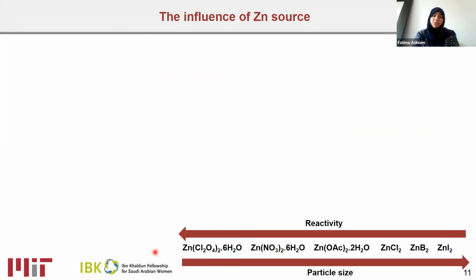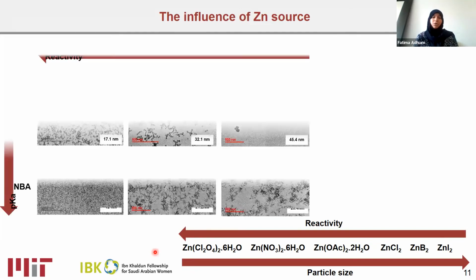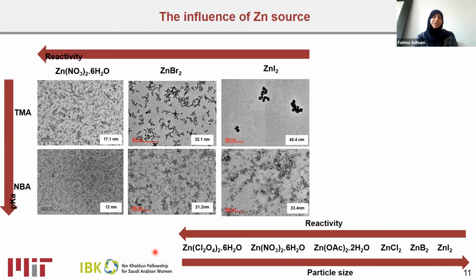The influence of zinc sources has also been studied. In this case, I used 6 different zinc sources of varying reactivity, but today I'm going to show you the results from 3 zinc sources, which are zinc iodide, zinc bromide, and zinc nitrate hexahydrate, obtained with triethylamine or with n-butylamine. As you can see here, as we go from the least reactive zinc source, zinc iodide, to the more reactive zinc nitrate hexahydrate, the particle size gets smaller, and we can also see differences in the morphology.